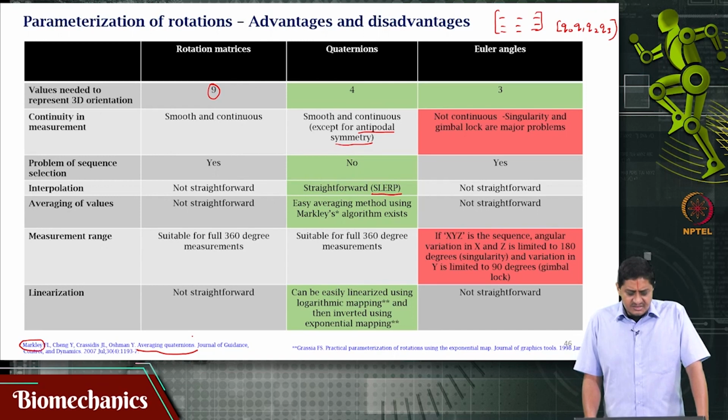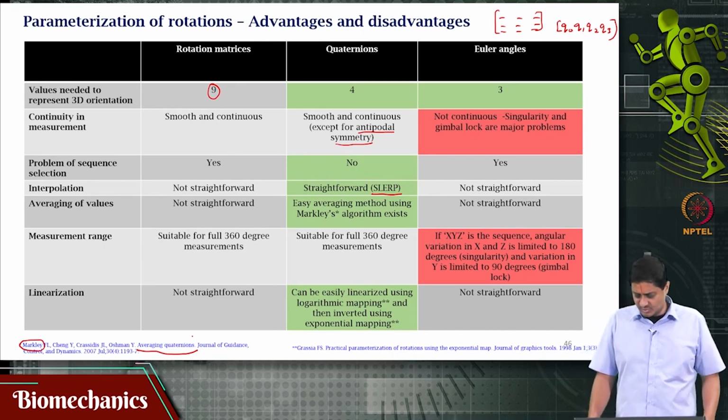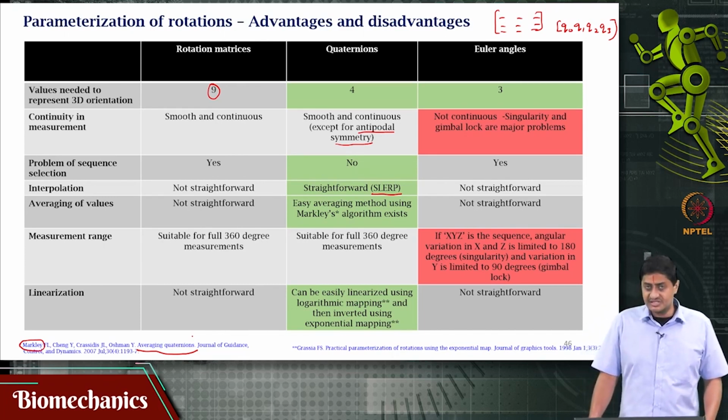The measurement range is suitable for full 360 degrees for rotation matrices and quaternions. Euler angles, because of this sequencing or this singularity, the Gimbal lock problem, have a problem. If XYZ is the sequence, for example, X and Z measurements are limited to 180 degrees and Y is limited to 90 degrees. Practically, Y is limited only to about 75-80 degrees, not more, because of the singularity Gimbal lock problems.